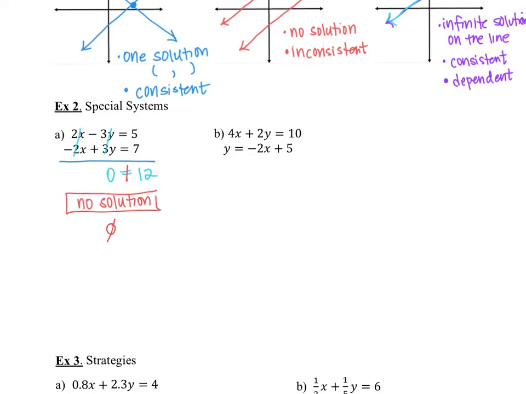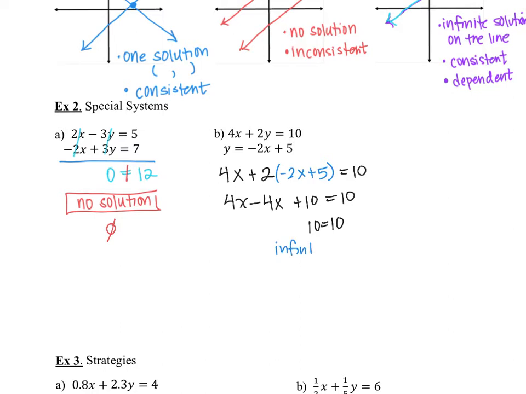Okay, B is also going to be a special system. However, given the way it is set up with y equals negative 2x plus 5, I'm going to use substitution because that seems to be the best start. So where the y is, I'm going to go ahead and substitute the expression negative 2x plus 5, equals 10, and then I'm going to solve it. 4x minus 4x plus 10 equals 10. 4x minus 4x is nothing, so I end up with 10 equals 10. 10 equals 10 is a true statement. So this is a consistent system, but the 10 equals 10 tells me that there's actually infinite solutions.